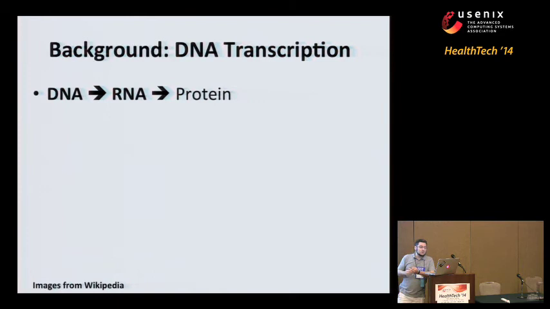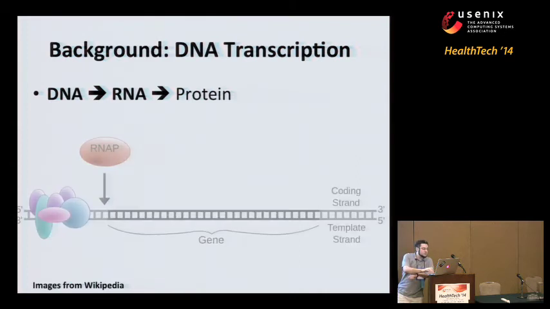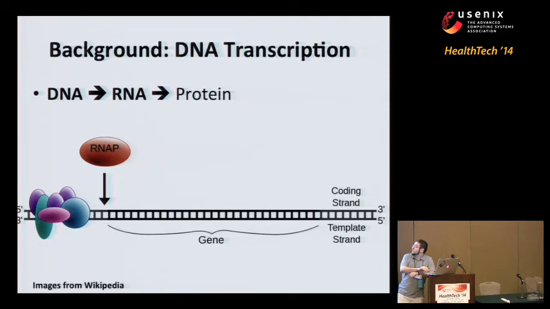Let's talk about the way you convert DNA to proteins. So first you have to go through the RNA stage and then you go through to proteins. These images are from Wikipedia, so thank you, Wikipedia.